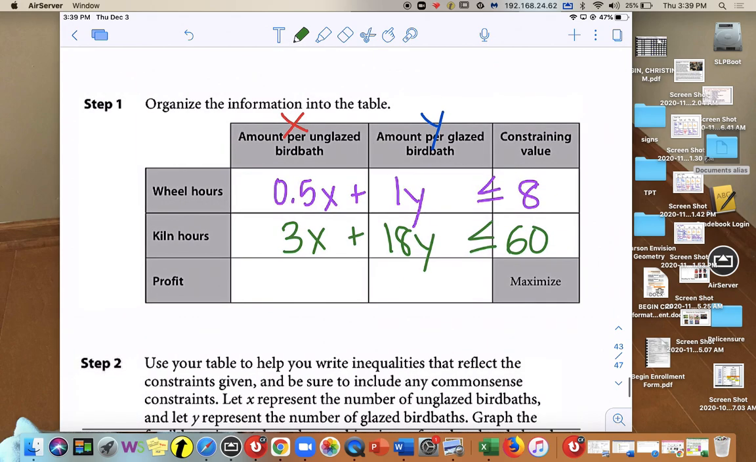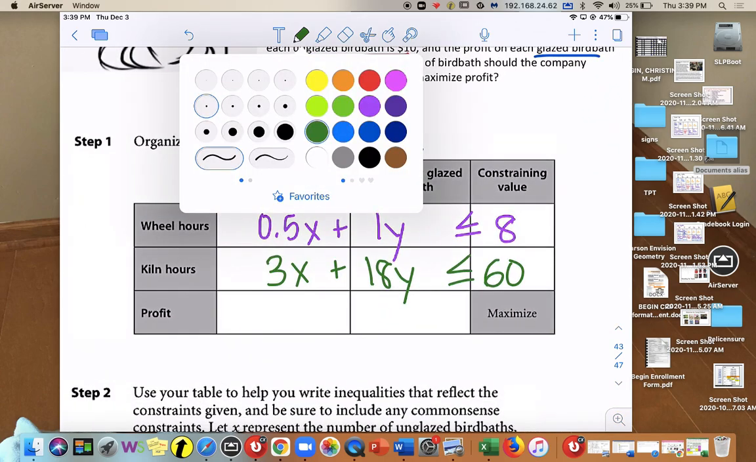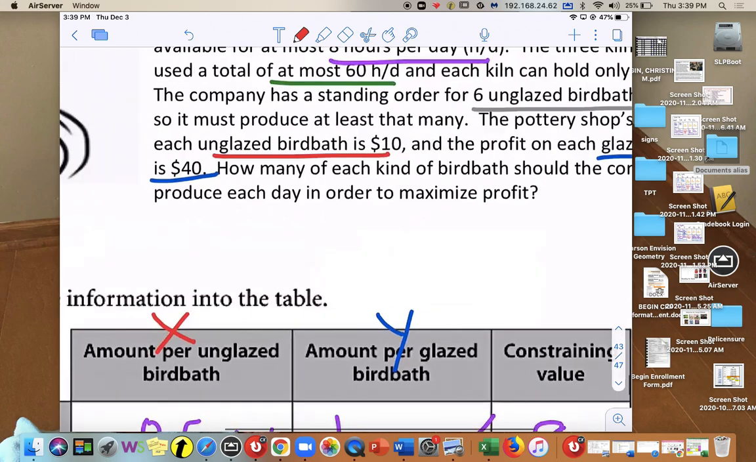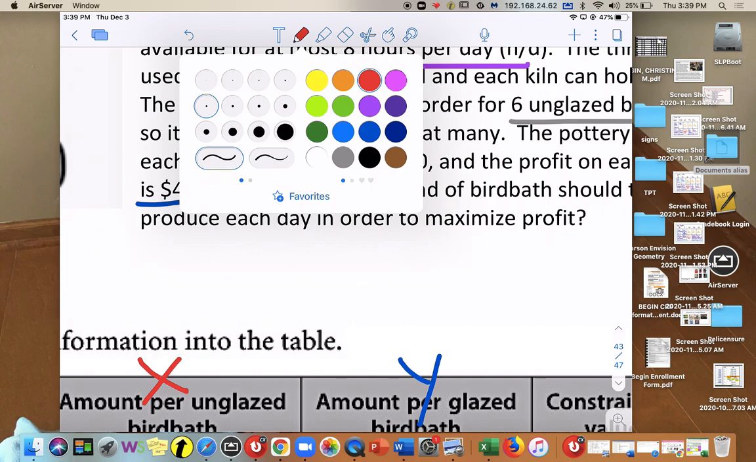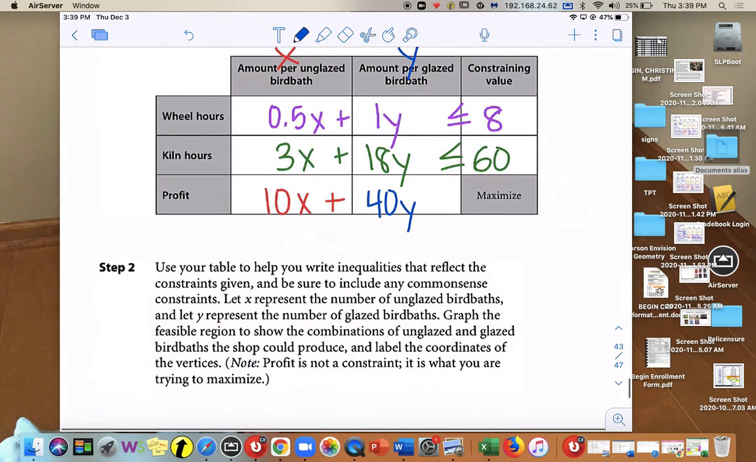And then we have our profit equation: how much can we sell each of these for? The unglazed bird bath is $10, so $10 for every unglazed. And the glazed bird bath, you make more profit. It's $40 because of the extra time spent. We're going to look at what combination of unglazed and glazed bird baths is going to give us maximum profit.